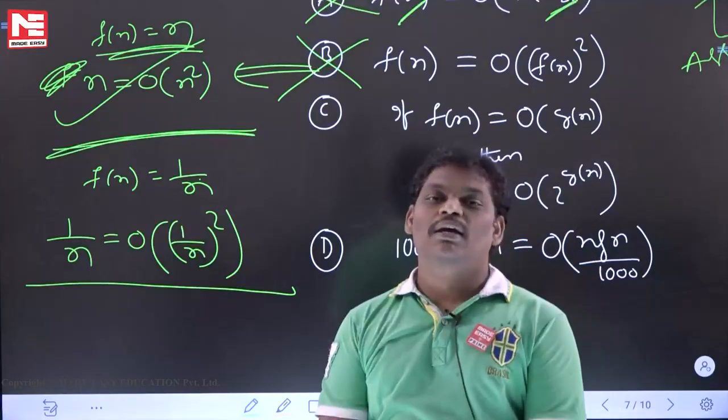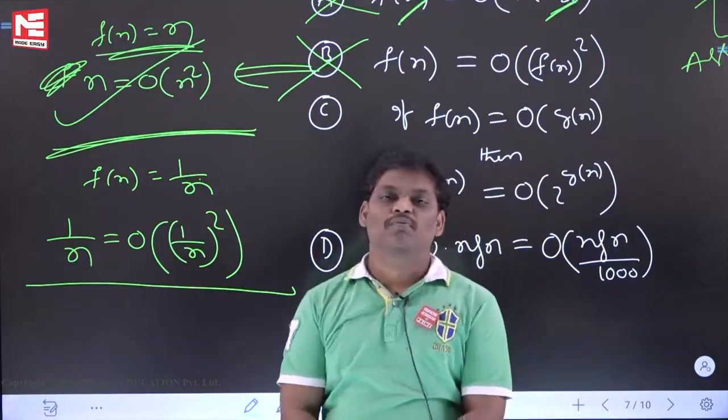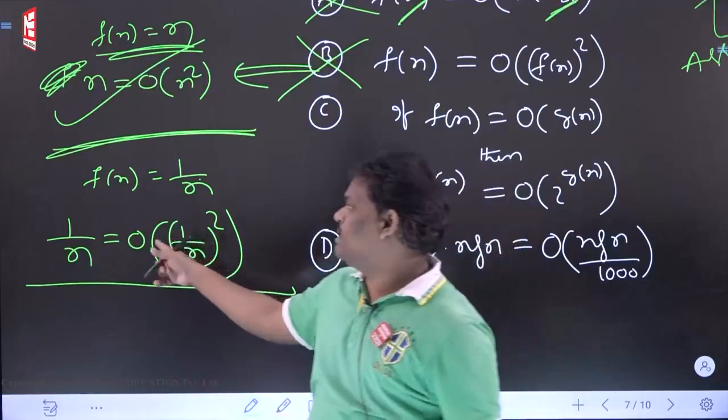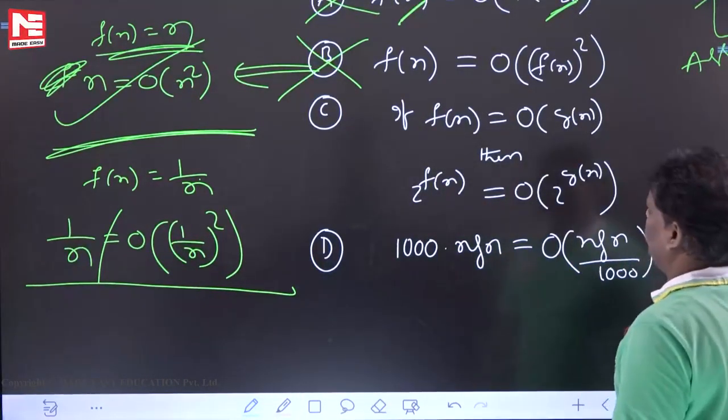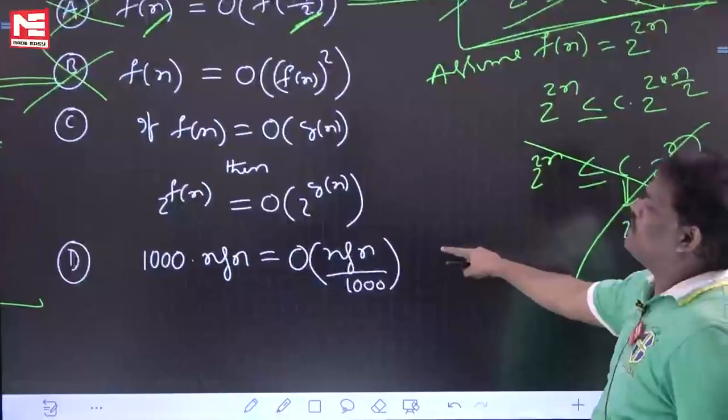Option B is true for increasing functions. Option B is going to be false for decreasing functions. It is decreasing, right? This is false. So that is the reason B is false. Please be careful. Now see option C.